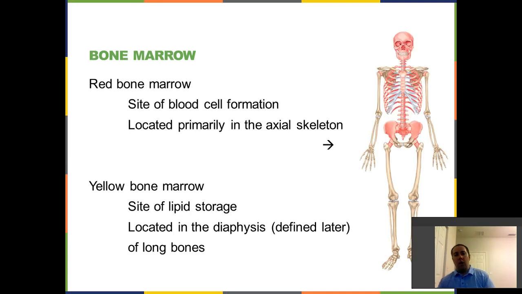So I mentioned before that we had the two types of bone marrow. And we said that the red bone marrow is where the blood cells are made. The red bone marrow is almost exclusively in the axial skeleton. So in this figure, we've made the axial skeleton red. Can anyone find someplace in that diagram, I see two of them, where there is red bone marrow in the appendicular skeleton?